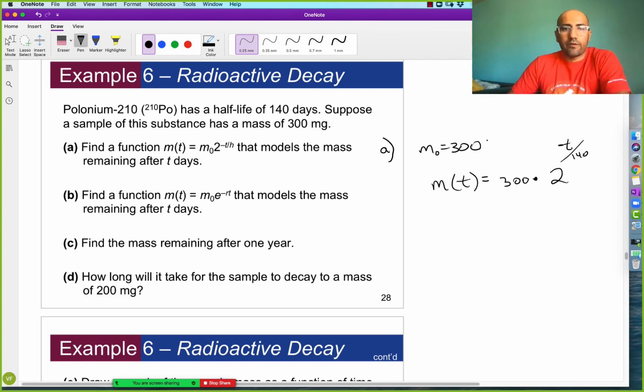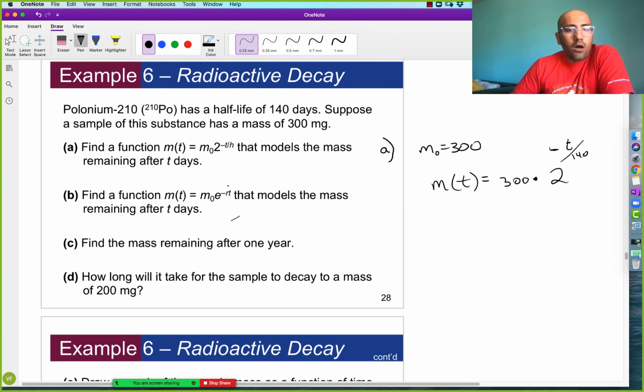That negative looks weird there, so let me really punch it up. See there? So negative. Oops, sorry about that. Okay, we good? Questions for part A? Part B says, find a function of this form that models the mass remaining after t days.